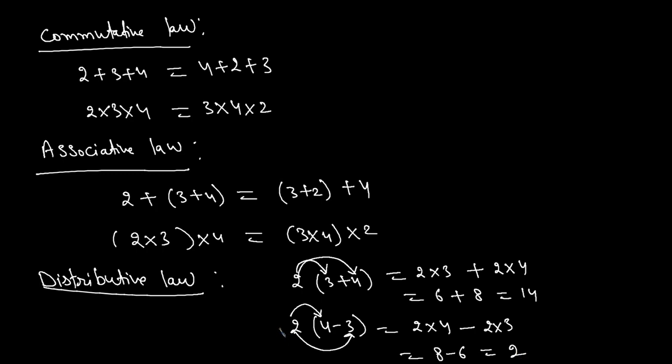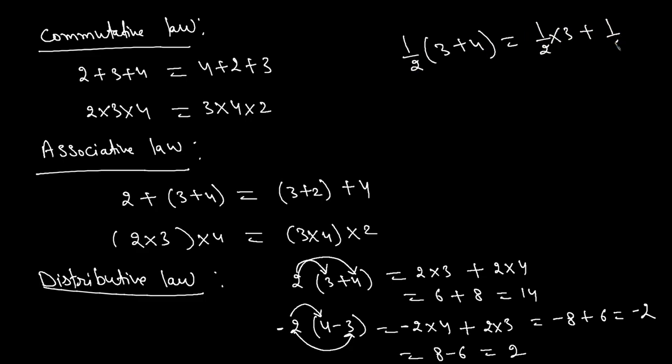And remember, if there is a negative sign here, then you're going to distribute the negative sign too. Negative 2 multiplied by 4 makes negative 8, and negative 2 multiplied by negative 3 makes it positive 6. Then the answer is negative 8 plus 6, which is negative 2. So that is the distributive law. How about in division? Let's say I've got 1/2 times (3 plus 4). Same thing: distribute 1/2 times 3 plus 1/2 times 4. Or let's say it is (3 plus 4) over 2. Distribute separately: 3 over 2 plus 4 over 2.